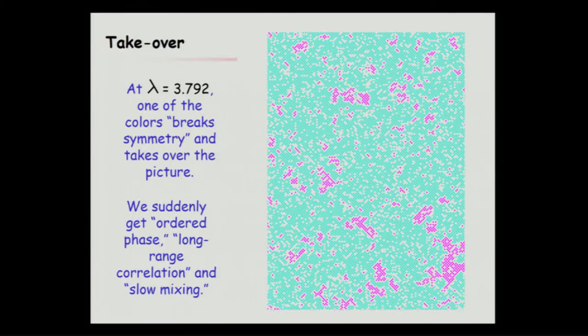We suddenly have something called an ordered phase, right? We have a color that's taken over. We have long-range correlation. That means that if we pick a random checker somewhere and it's cyan, and we pick another random checker somewhere else, it's also likely to be cyan, because that tells us that cyan is the color that took over.